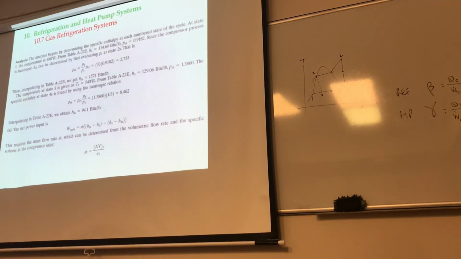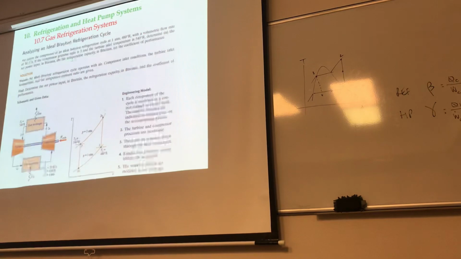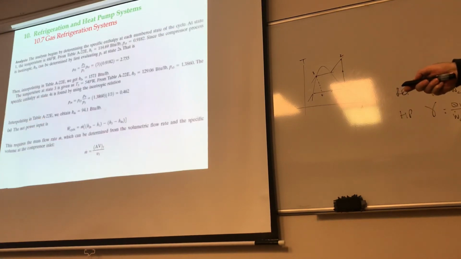Then after state number 2, what do you have? State number 3 is given by, what do I know about 3? You know the temperature. Okay, that's sweet. 540. From that table, what is the value of H? That's 129.06. Okay, so you see we got 3 of them already.